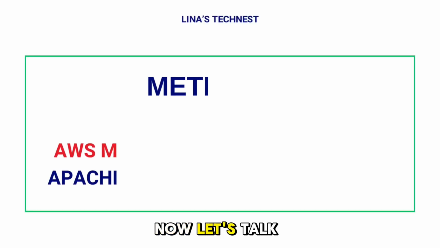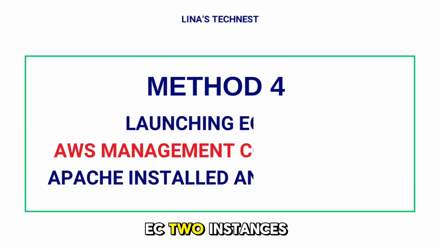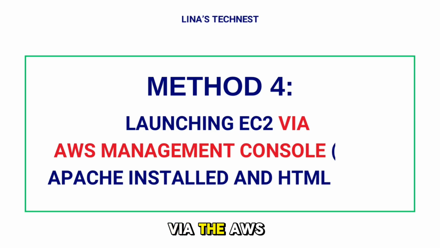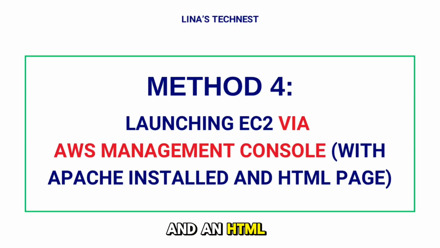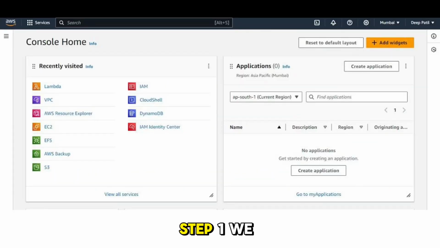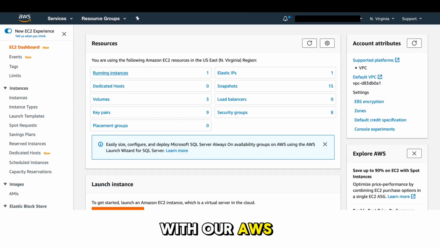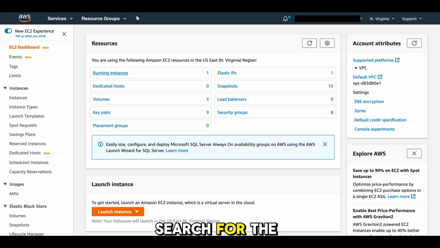Now, let's talk about launching our EC2 instances via the AWS Management Console with Apache installed and an HTML page. Step 1. We sign in to the AWS console and log in with our AWS account. Search for the EC2 instance dashboard on the search bar at the top. You can type EC2 and select EC2 from the drop-down.